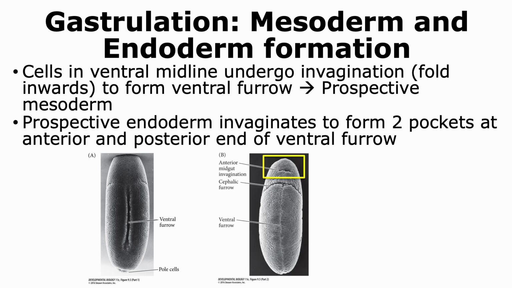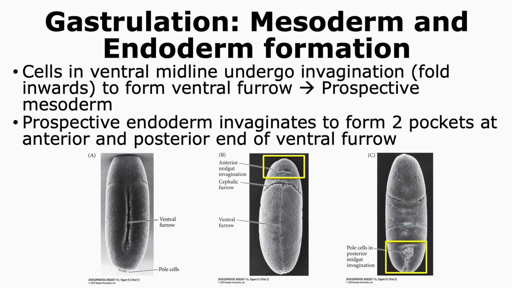So when we look at the figure that's now shown and focus on the yellow box, we're actually able to see the anterior end of the ventral furrow where invagination has occurred. And finally, in the last one, we can see in the yellow box, which is at the bottom, the posterior end of the ventral furrow where once again invagination has occurred, and these cells are going to form the endoderm cells.